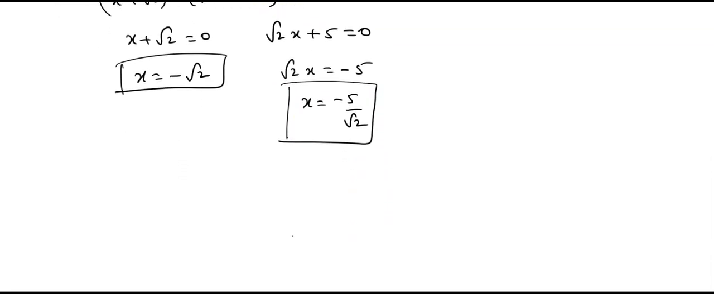Any doubts, children? I hope you are understanding the steps which I am explaining you here. Am I right? Good. Now the last problem which I gave as homework in the previous class, that is solve 6x² − x − 2 = 0.